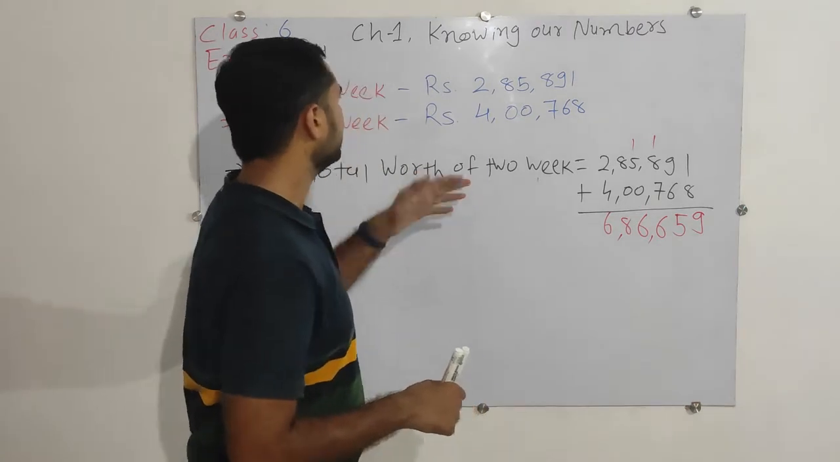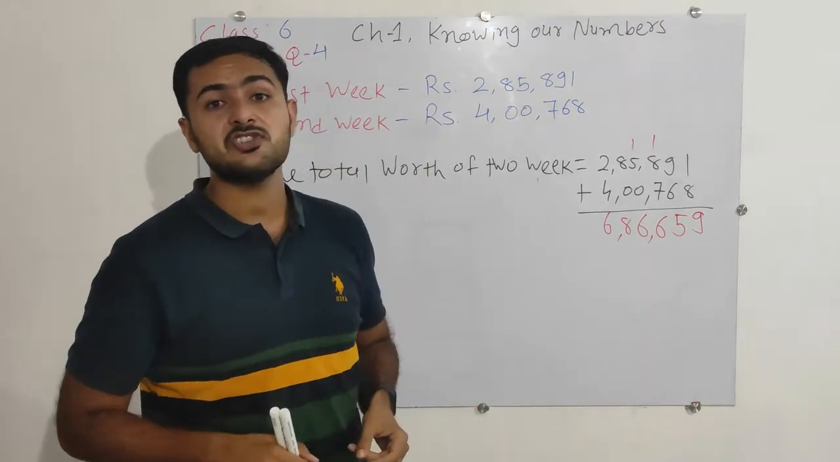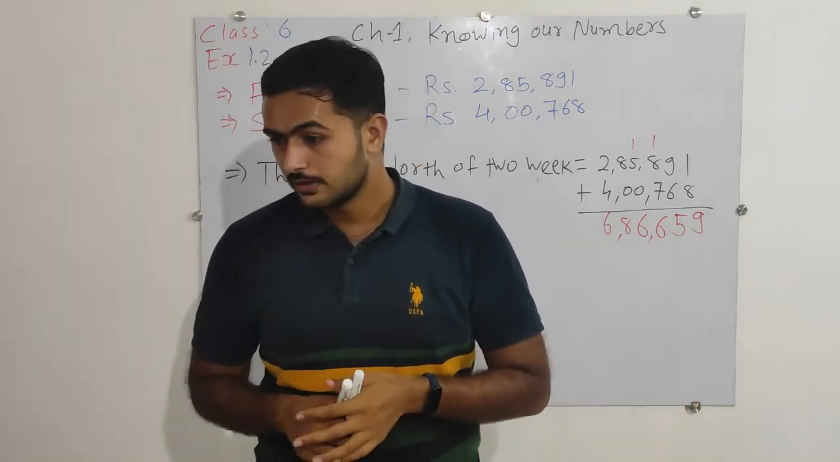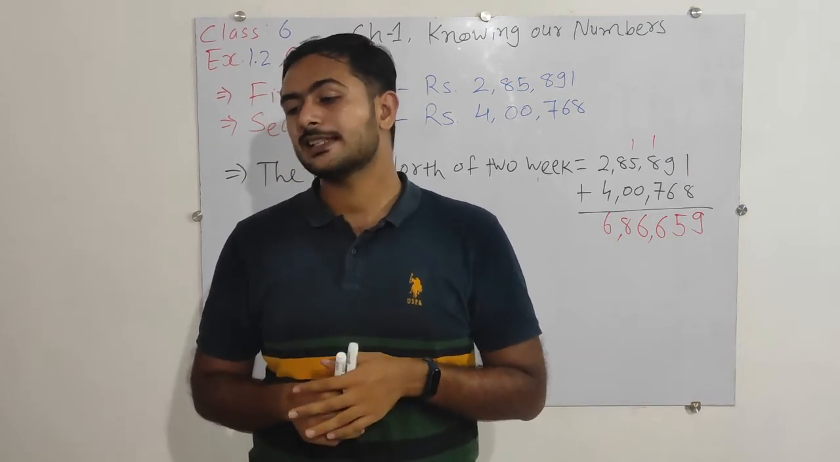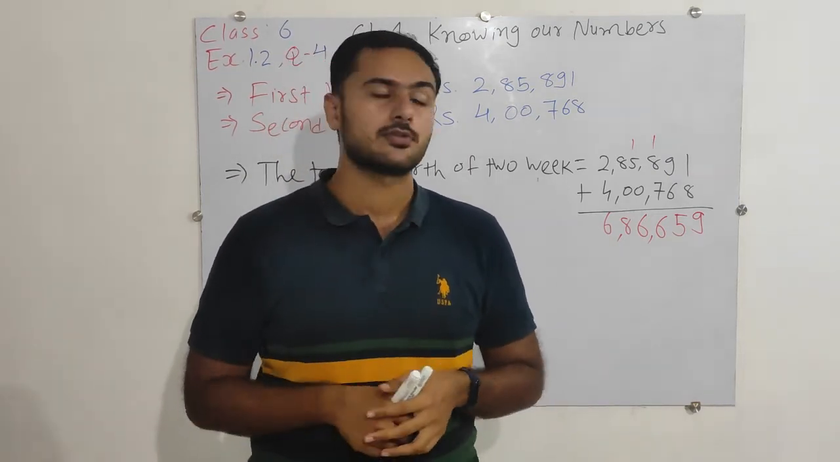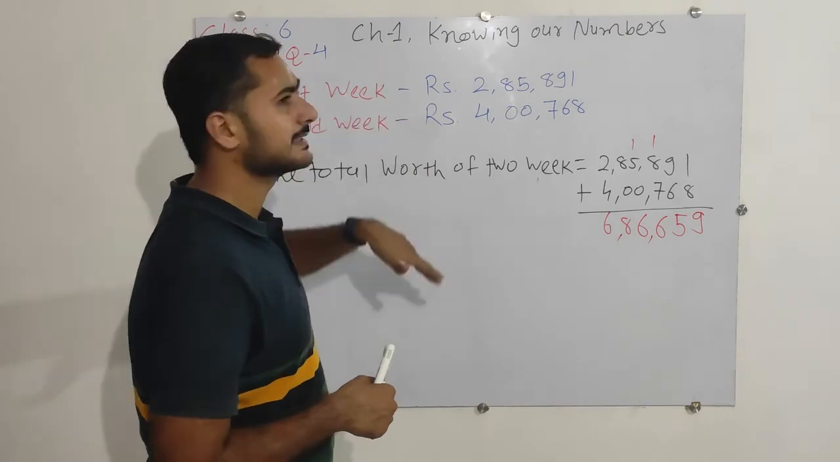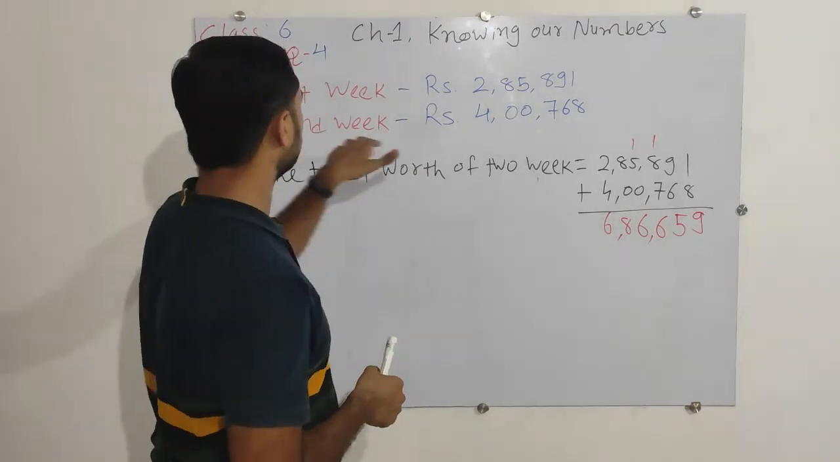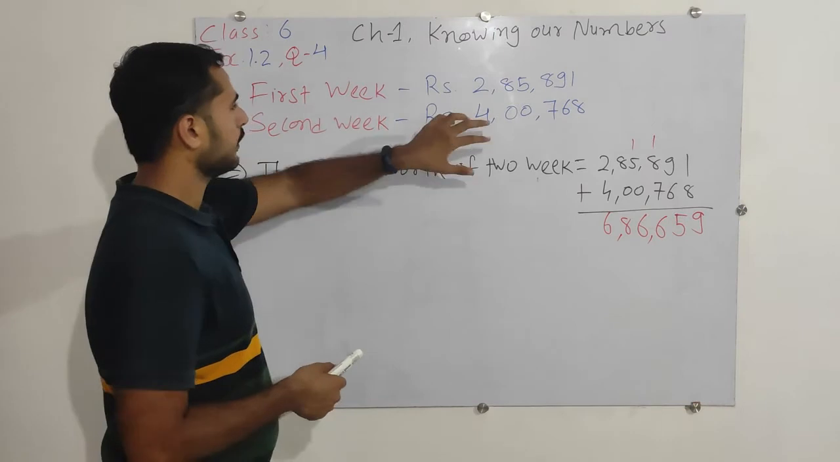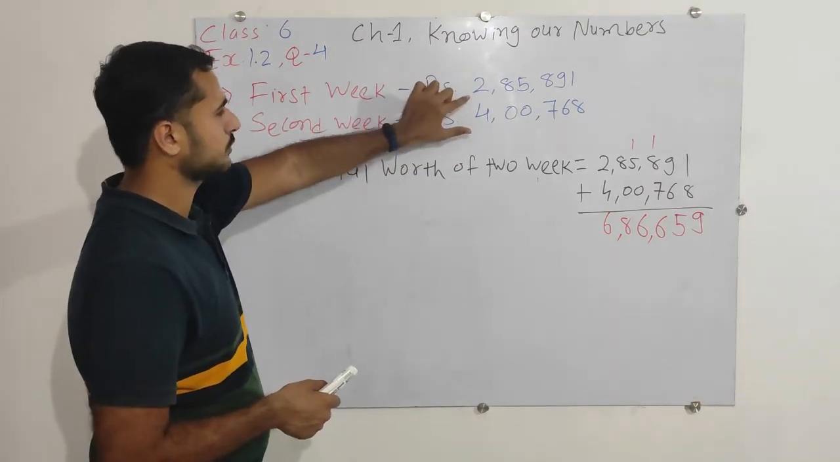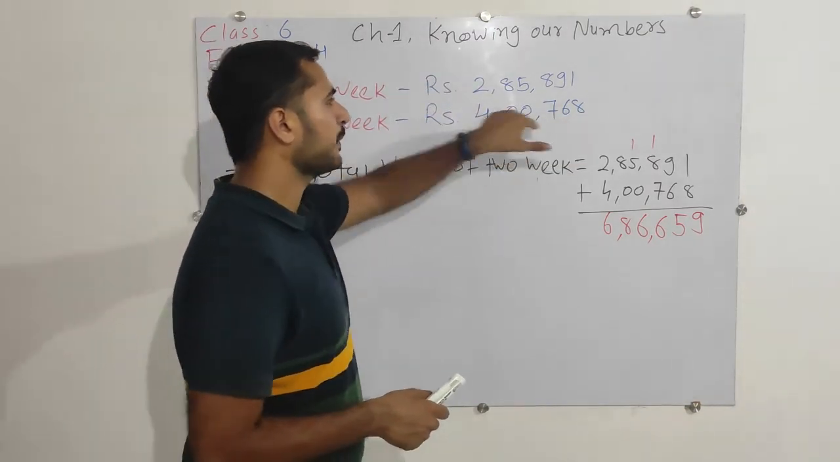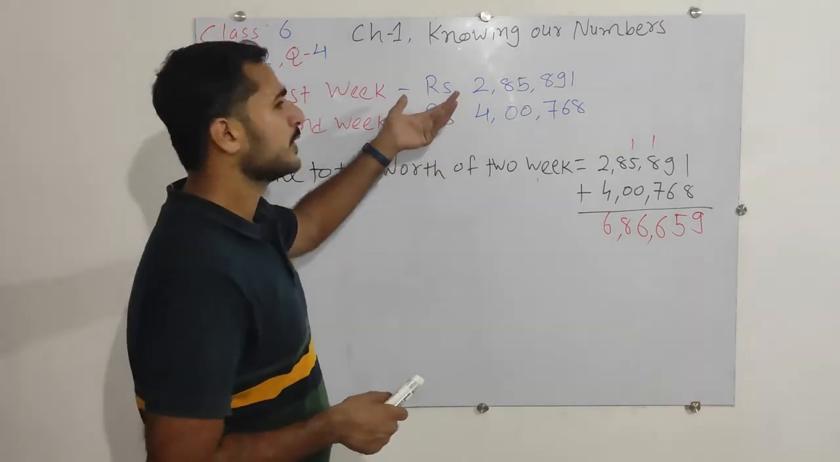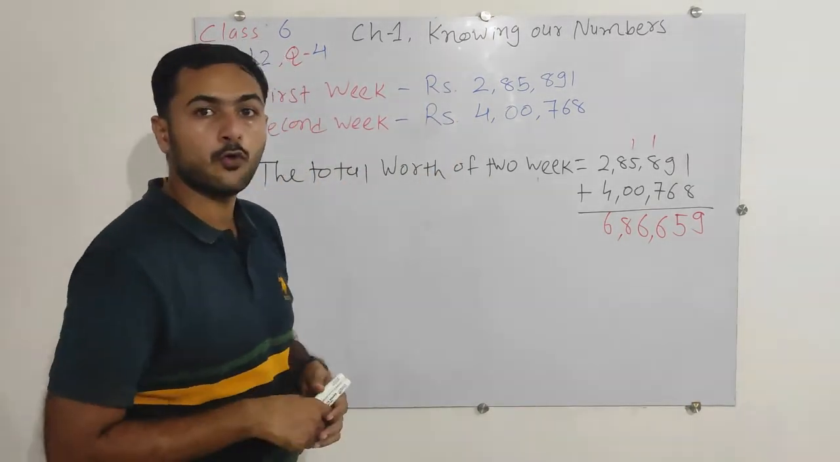Now in the second question, they asked in which week the sale was greater and by how much. So, in which week is the sale greater? Of course, that is the second week, because from the first number we can identify that here is 2 and here is 4, and the number of digits are the same. So, which is the bigger one? 2 lakh or 4 lakh? Of course, that is the 4 lakh.